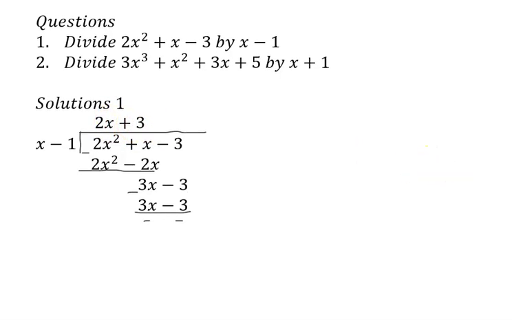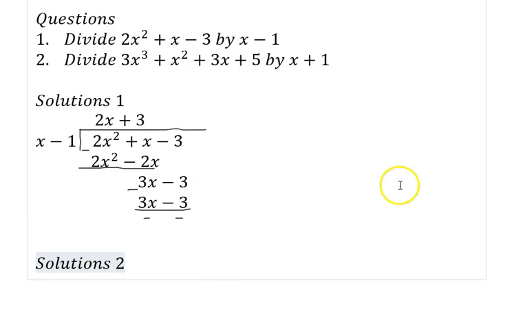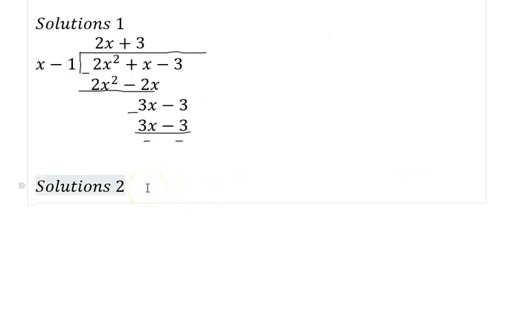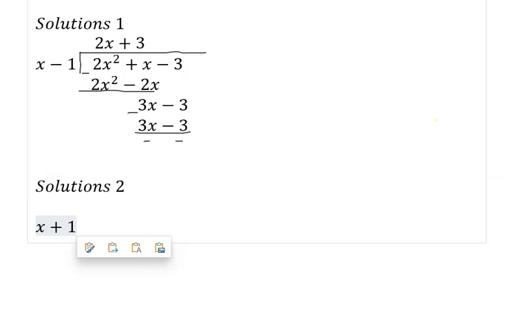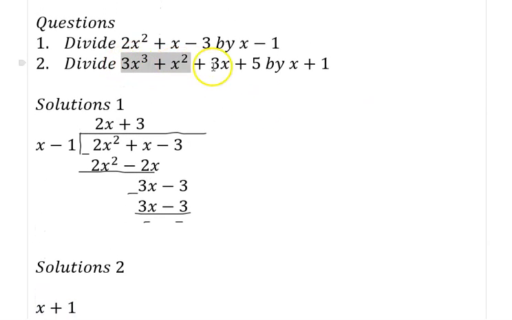Let's quickly dive straight to the second question. It says solution number 2. Beautiful. So we'll go through the same process. This time around, our divisor is x plus 1. Beautiful. Then our dividend is what we have here. A little bit long.